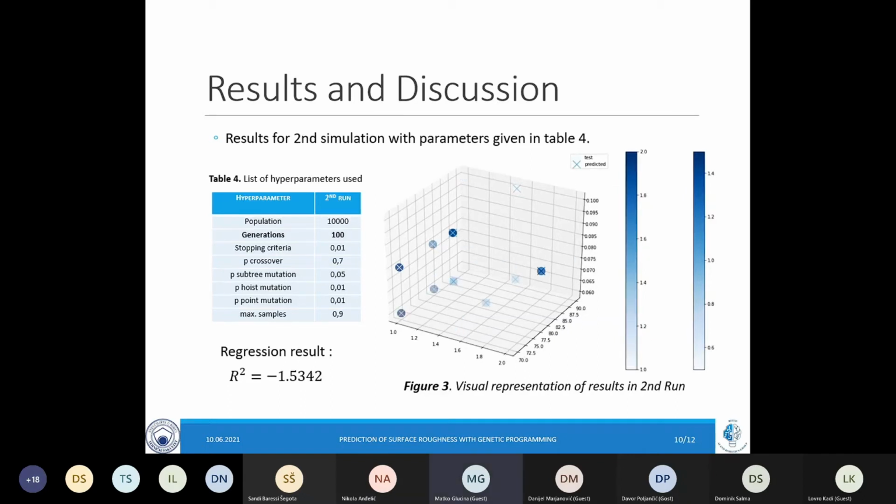Okay, let's move to the next run of simulation. In this case, we use 100 generations. The result of R-square is minus 1.5342, which means that we got an even worse result than last time. We can see that because of the bigger difference in colors in figure 3.